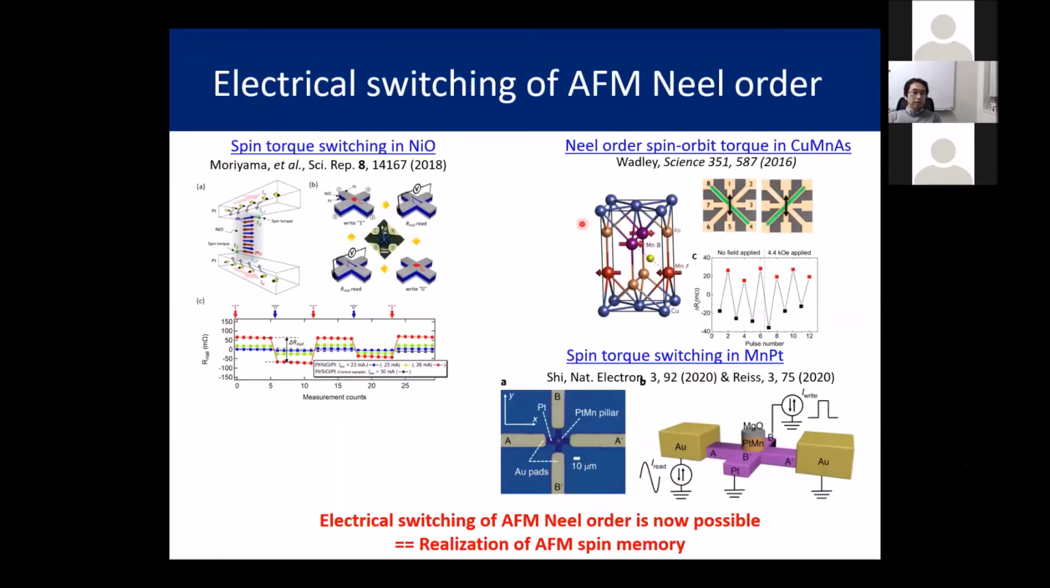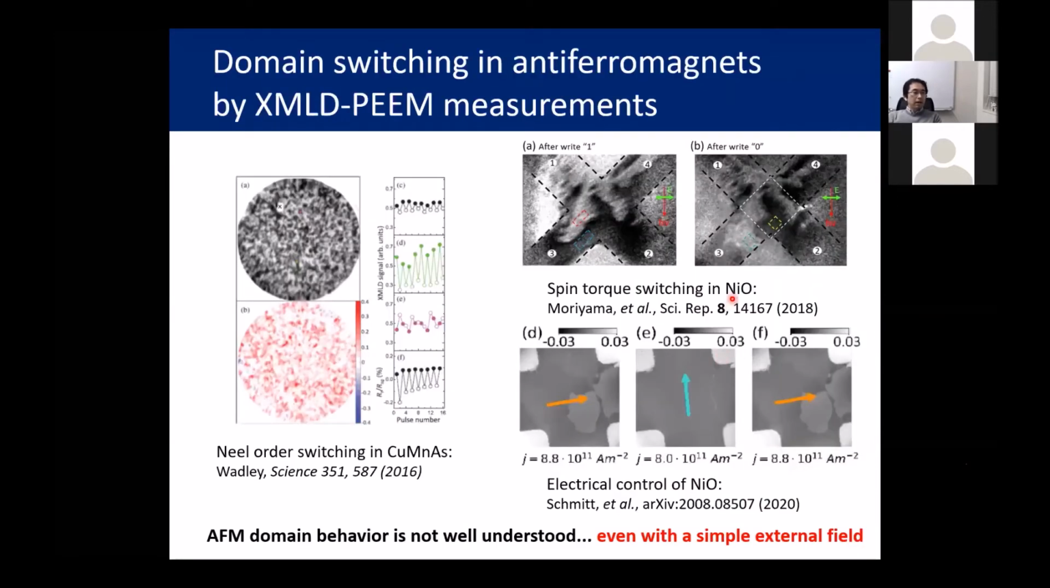As far as antiferromagnetic memories are concerned, there have been several reports demonstrating electrical switching of the antiferromagnetic Neel orders. So as you can see from all those results, the antiferromagnetic memory devices are kind of ready to go. However, the Neel vector in the antiferromagnet does not seem to switch uniformly, but domain evolution is generally observed.